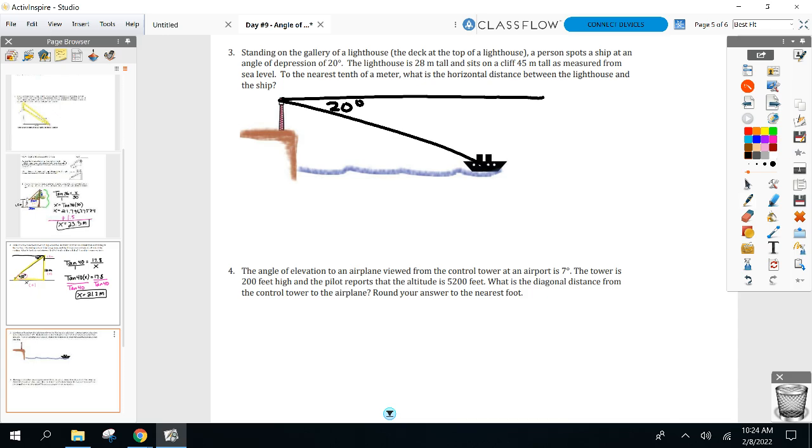What else do we know here? The lighthouse is 28 meters tall. The lighthouse only, 28 meters. And the cliff is 45 meters tall. What's the horizontal distance between the lighthouse and the ship? Where are we putting our X here? The distance between the cliff and the ship. The horizontal distance, right? Not the vertical distance or the diagonal distance.